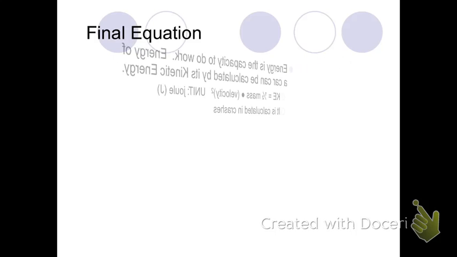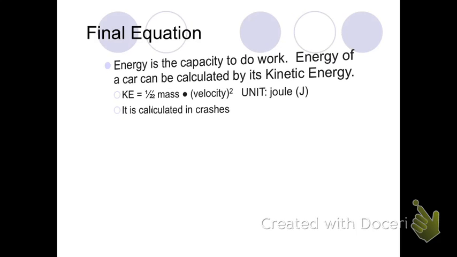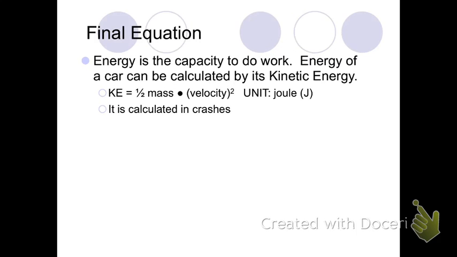Last equation. Kinetic energy, the energy of motion. How much energy is behind a car before it crashes? How much energy is put into that collision? So this is kinetic energy. It's 1/2 the mass times the velocity squared.